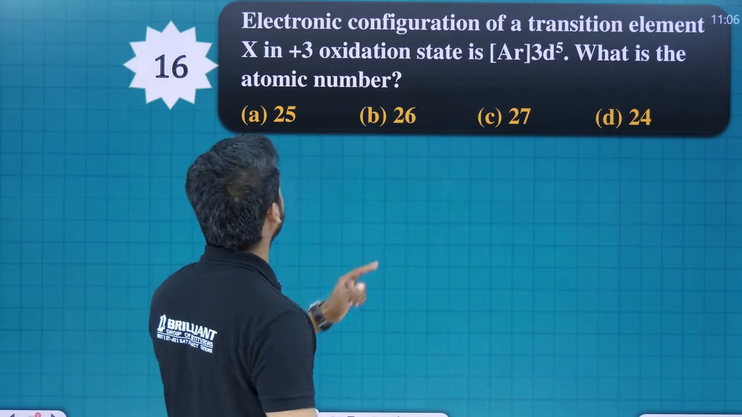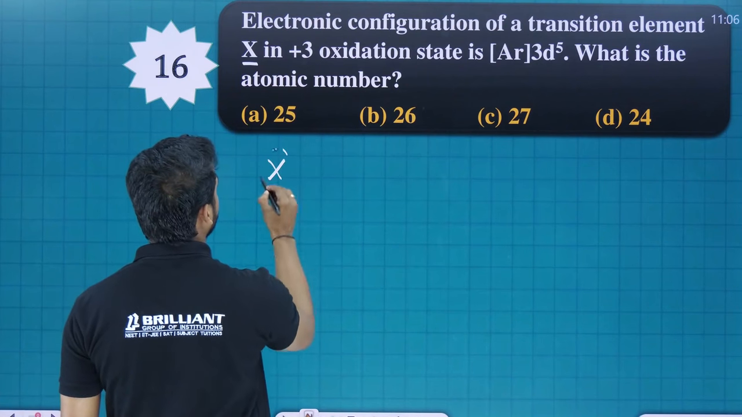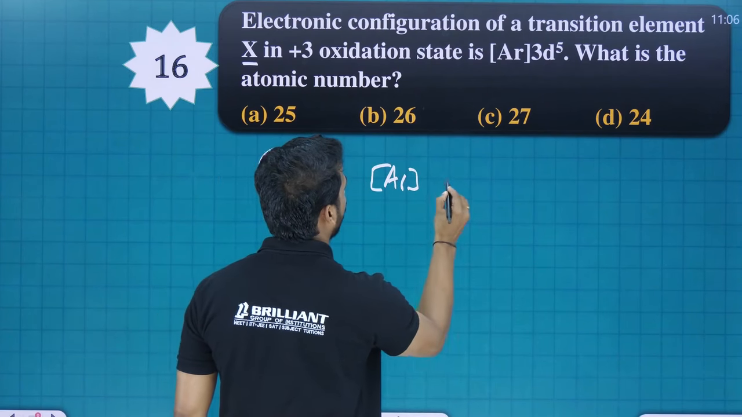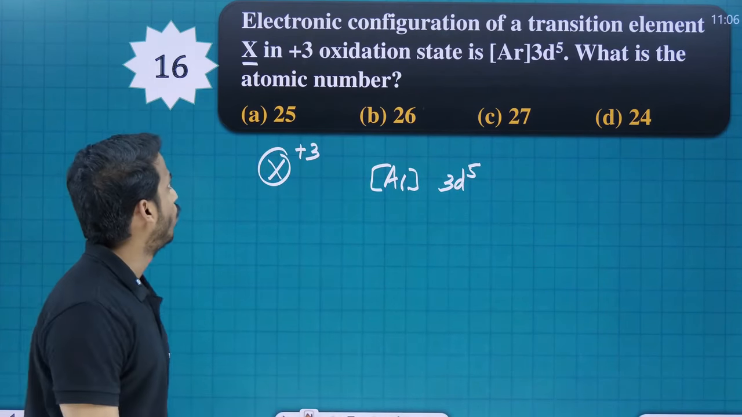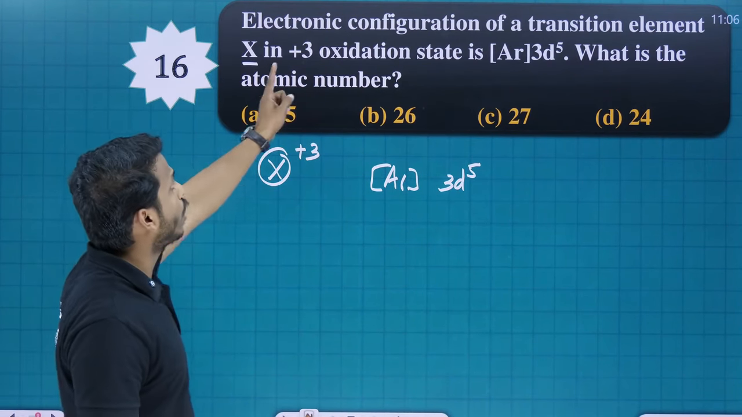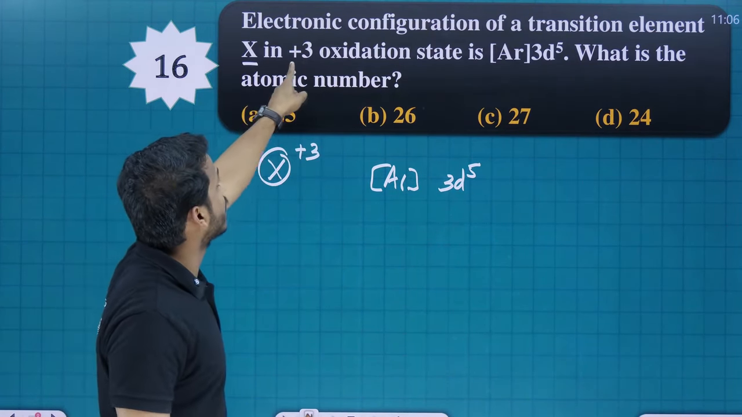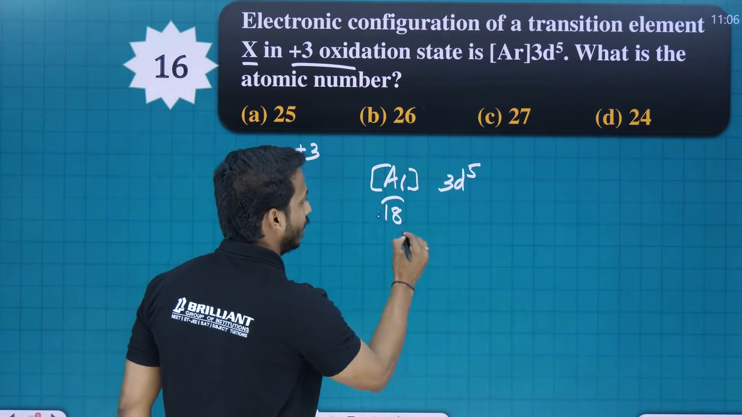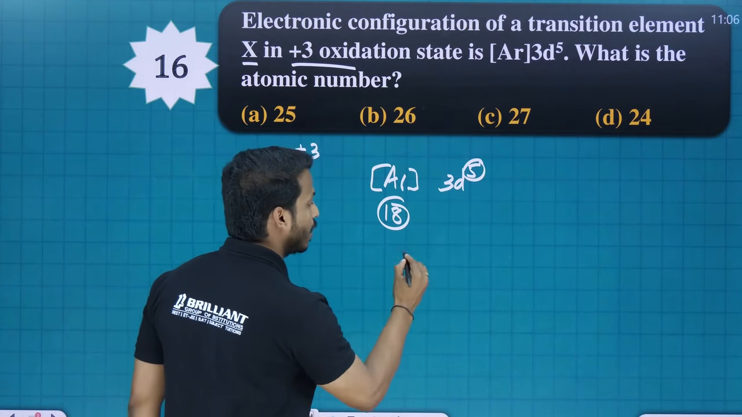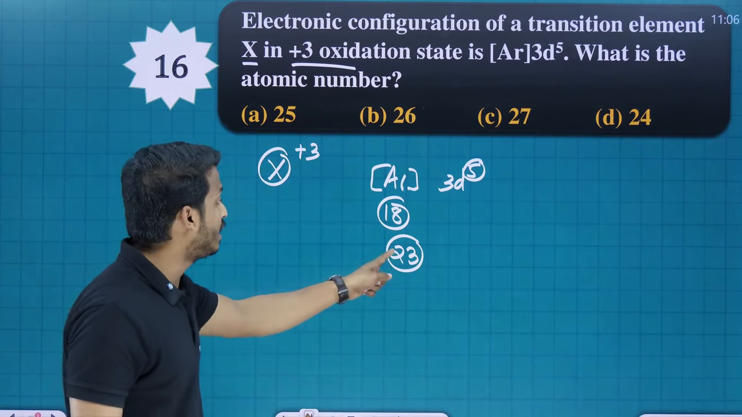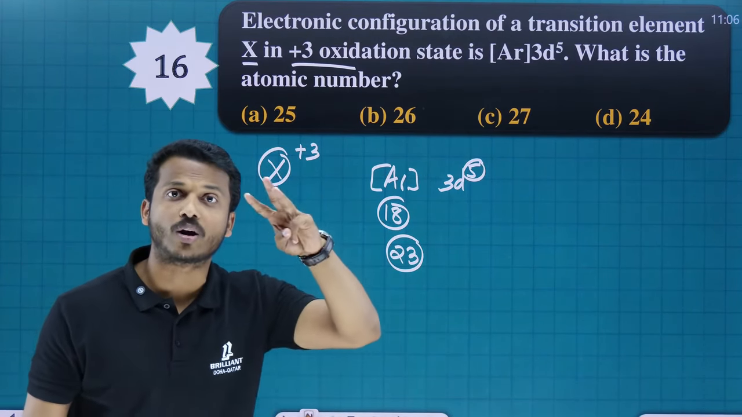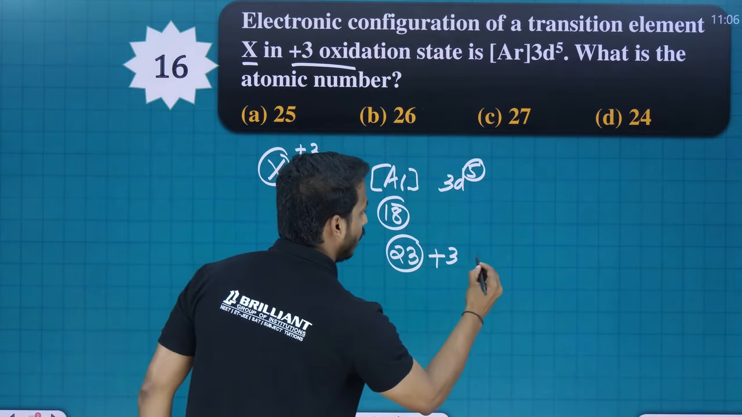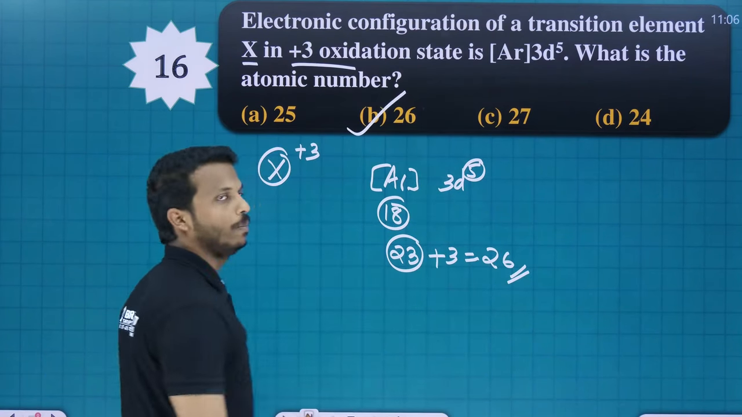Electronic configuration of a transition element X in +3 state is given as argon with 3d5. What is the atomic number? The +3 state is given to you. Argon is 18, so 18 plus 5 is equal to 23, right? But it is in its +3 state. What do you mean by +3? Already 3 electrons are lost. So before that, 26 electrons will be there in the system.